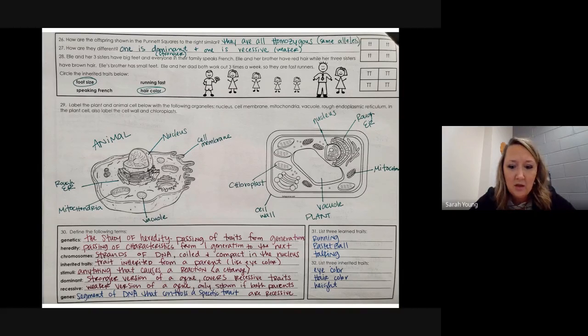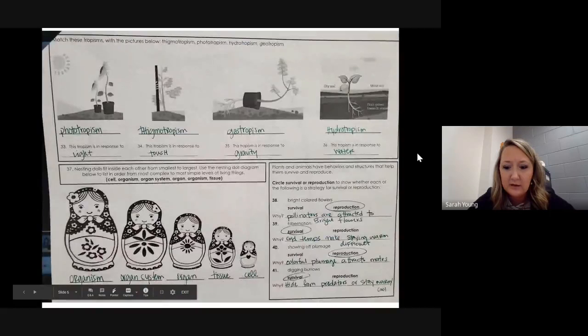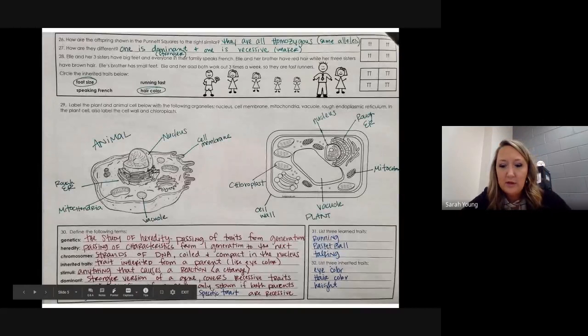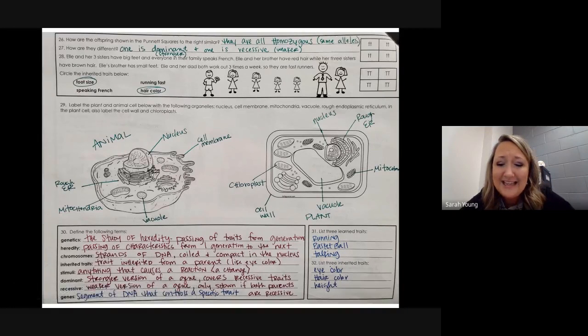Okay. All right. Number 31, 3 learned traits. This can be anything you learn to do, right? I listed running, basketball, and talking. It could be walking. It could be crawling. It could be anything that you can learn to do, right?